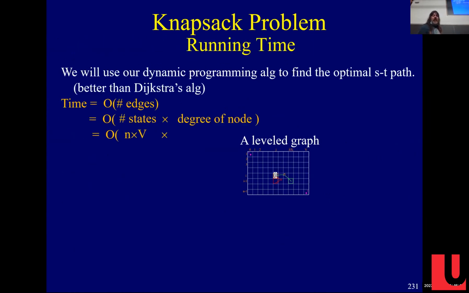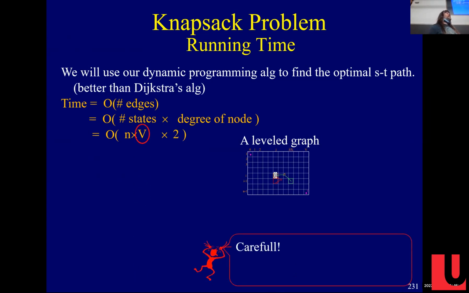What's our running time? Well, the number of states in the graph: we have all the objects here, we have the volume of the knapsack here, and the degree is 2, and life is good, until this guy comes up. When this guy comes up, then we've got problems. He says, careful. Everybody remember what I'm careful about? I've said it already.